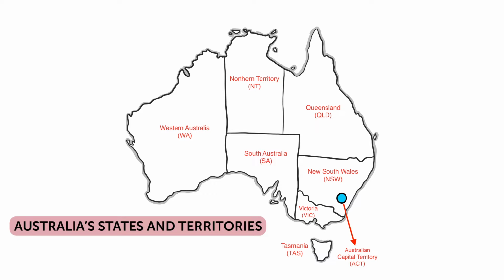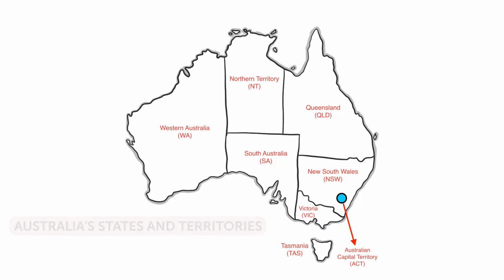Okay, now let's get into a bit of geography to put everything we've discussed into place. Australia has 6 states and 2 territories. The states are New South Wales, Victoria, Queensland, Western Australia, South Australia, and Tasmania. The 2 territories are the Australian Capital Territory and the Northern Territory. Let's look very quickly at what is particular about each of them.